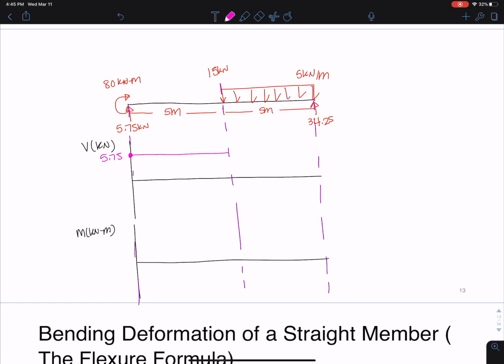Okay, I get pushed down by 15, which puts me at negative 9.25. And then I have a distributed load, so I need to have a straight line going down. And by the end of this, I'll have negative 9.25 minus this resultant of 25, which puts me at negative 34.25. And then you see that that's where that reaction pushes me back up.